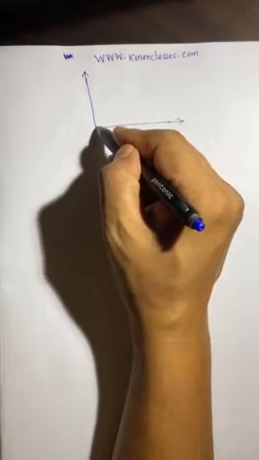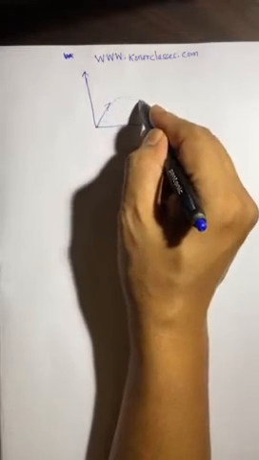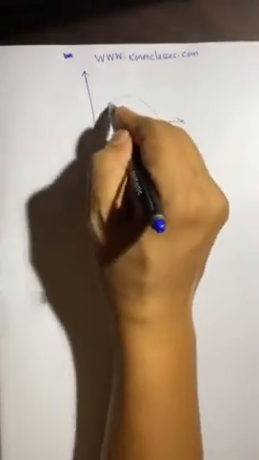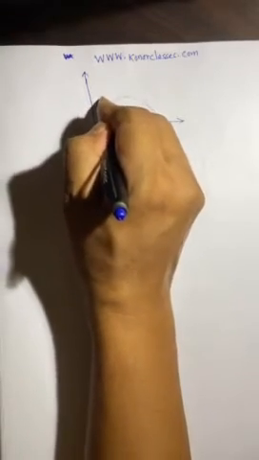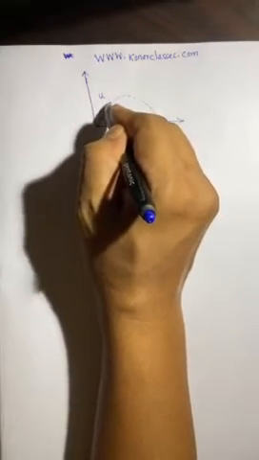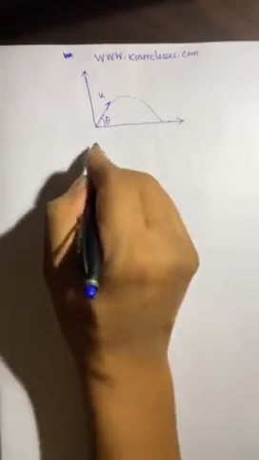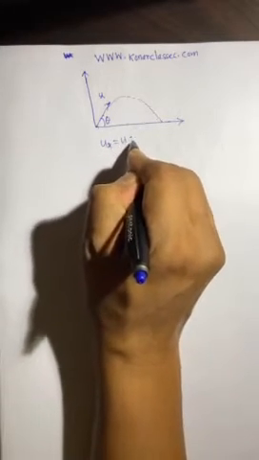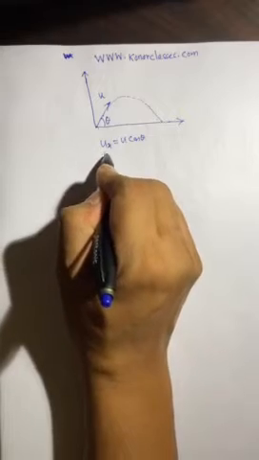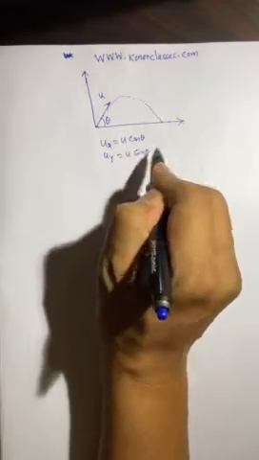So here the ball is thrown like this, and it will follow a projectile path and reach the ground. If this is the angle theta that the initial velocity u of the ball makes with the x-axis, then we know ux equals u cos theta and uy equals u sin theta.